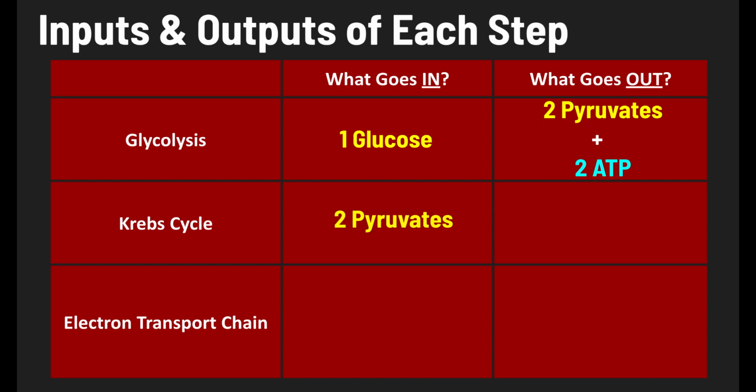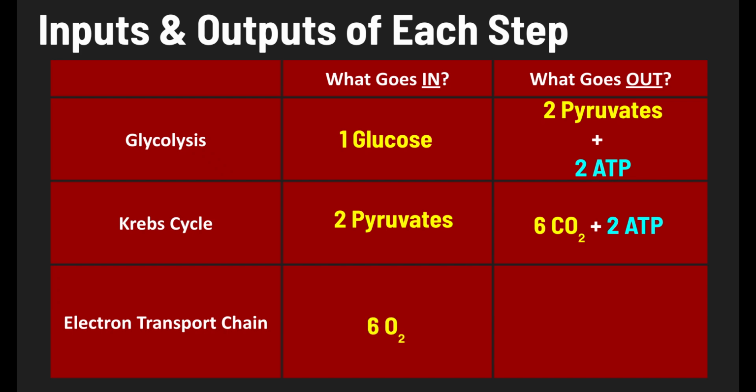Now, the 2 pyruvates are then going to be the inputs of the next step, the Krebs cycle. So those 2 pyruvates go into the Krebs cycle, and what comes out of the Krebs cycle is the carbon dioxide, specifically 6 carbon dioxide molecules, and you also generate 2 ATP during that step.